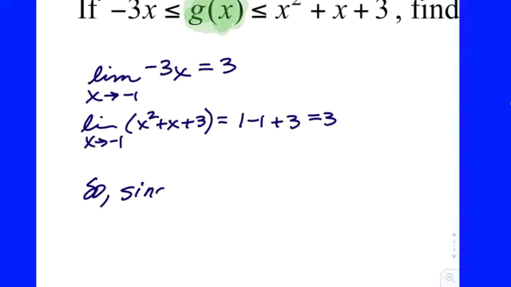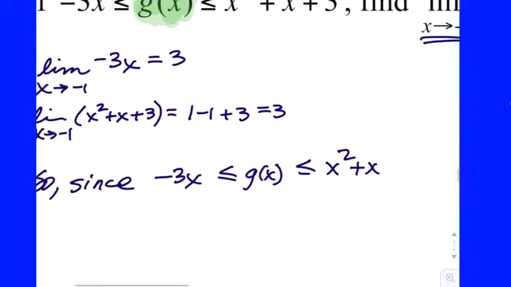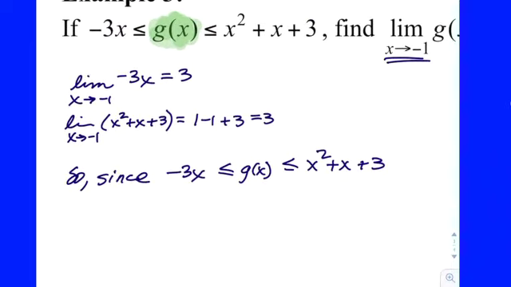So since negative 3x is less than or equal to g of x, which is less than or equal to x squared plus x plus 3, okay, that was a given piece of information to you, but you have to cite that as one of the reasons in your argument, okay? Because if that were not true, the Squeeze theorem wouldn't apply, even if we got 3's up above. So because we got 3's above, and since that, we would then say the limit as x goes to -1 of our unknown function has to equal what?